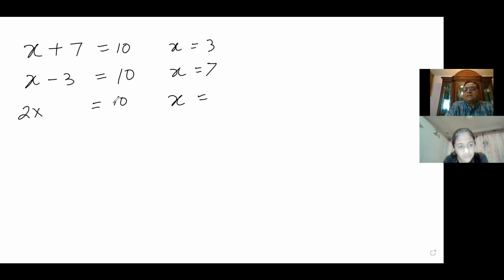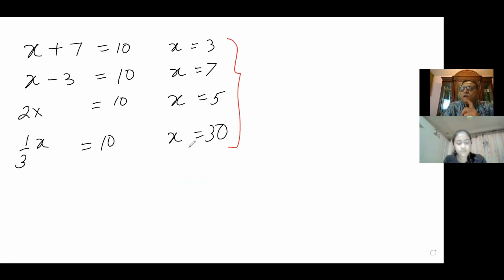2X. 2 times X is 10. Then what is X? 5. If I say 1/3 of an X is 10, then what is X equals to? You'll multiply by 3 and get 30. Do you see that? Because 30 divided by 3 will give you 10. Is that okay? So in each of these questions, can you tell me what you did?